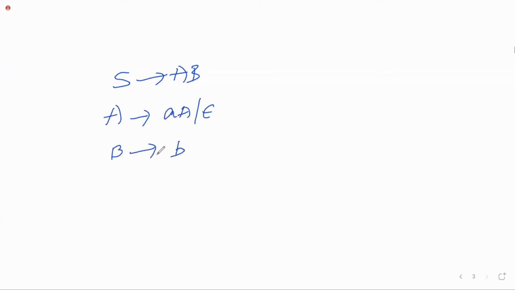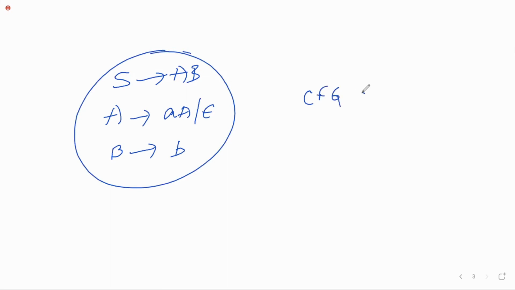Okay, so simply I'm writing S tends to AB. A tends to AA or epsilon. B tends to simply small b. Is it CFG or not? Please respond. Is it CFG or not?